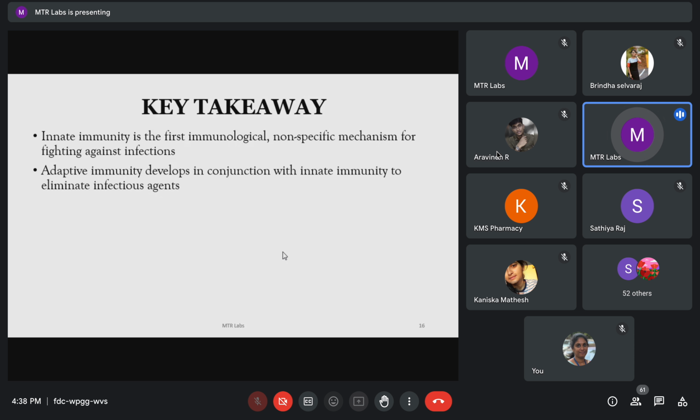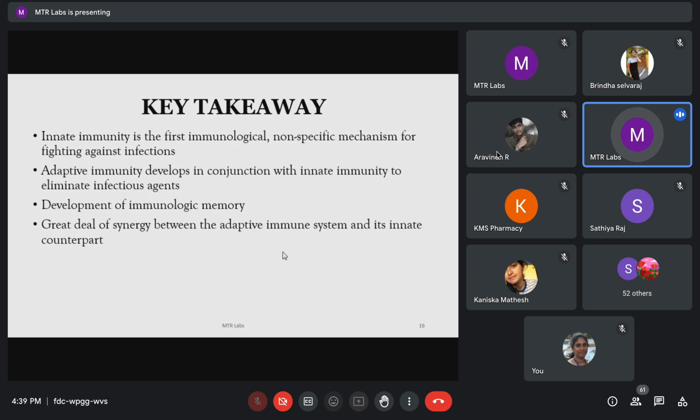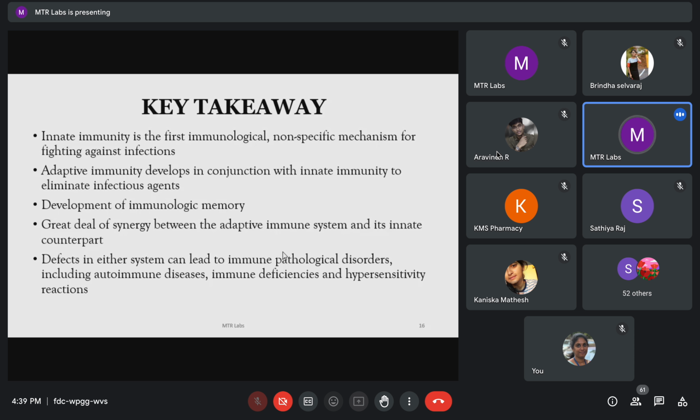But on the second visit, adaptive immunity will have the memory, so it rapidly activates and gets into action. So there will be development of immunological memory in adaptive immunity, and there is a synergy between this adaptive immune system and its innate counterpart. In either of the systems, if there is any defect, then it leads to immune pathological disorders like autoimmune disorders, deficiencies in the immune system, hypersensitivity reactions, etc.